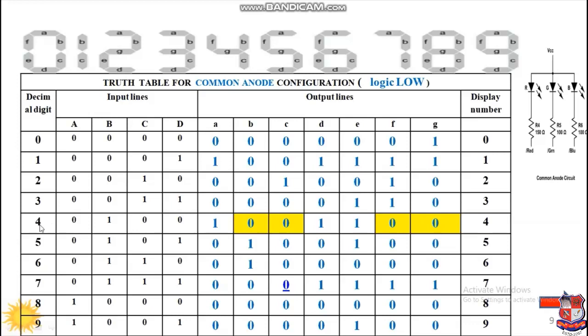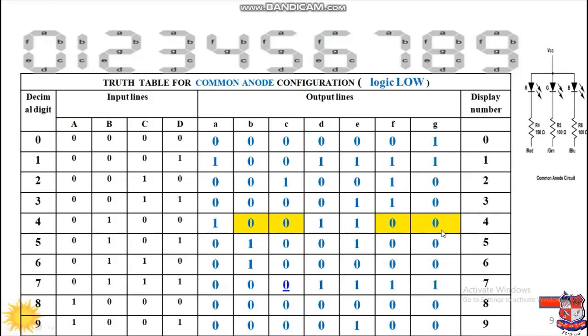Here again, we'll take the same example of display 4. To display 4, again B, C, F and G should glow. In order to glow these LEDs, they should be given lower potential. So we give lower potential, meaning grounded or lower, that is digital 0. So B, C, F and G are given 0.